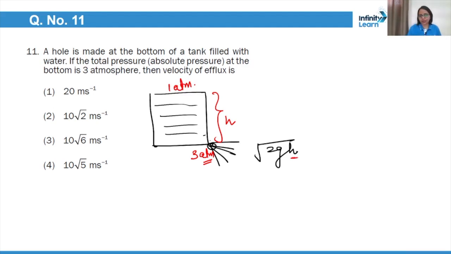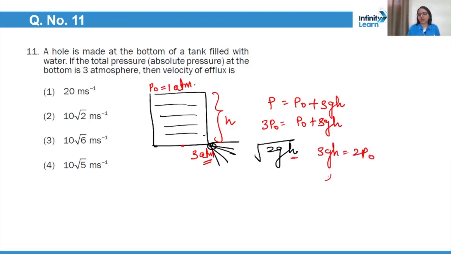So see, at the bottom, total pressure is equal to pressure of atmosphere plus rho gh, the pressure of the liquid column. Pressure of atmosphere is 1 atm and the total is 3 atm, so you can write it as 3 P naught, where P naught is the atmospheric pressure, equal to P naught plus rho gh. So rho gh will be 2 P naught, so h will be 2 P naught upon rho g.